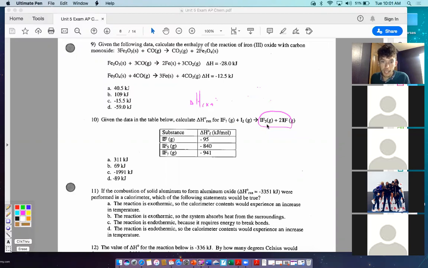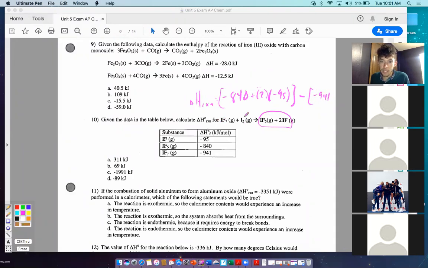Where my products are IF5, so that's negative 840, and 2 IF, so plus 2 times negative 95. That will give me the total heat of formation of the products. I need to subtract away from that the heats of formation of the reactants. I have 1 IF7, so negative 941.